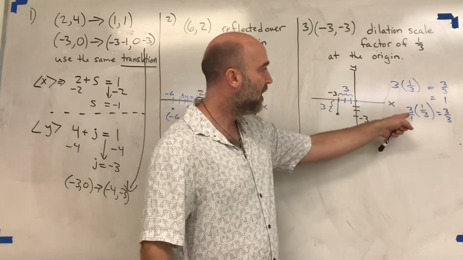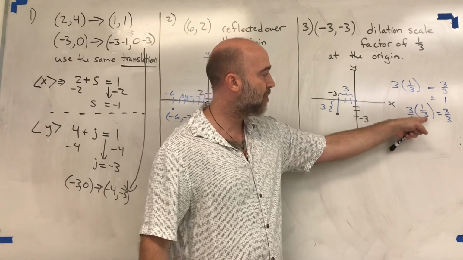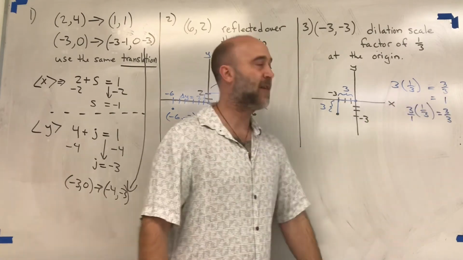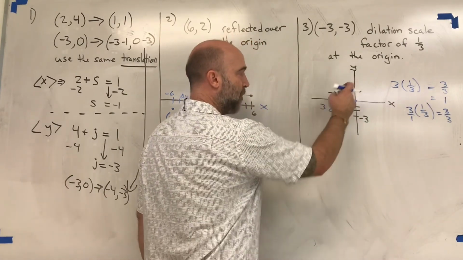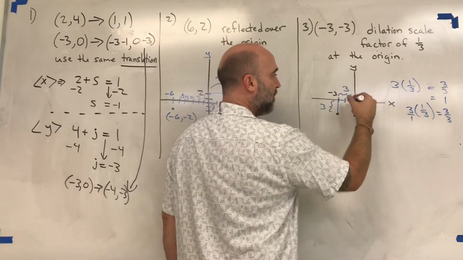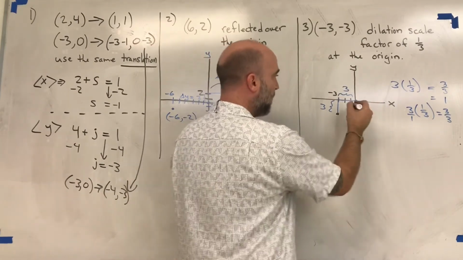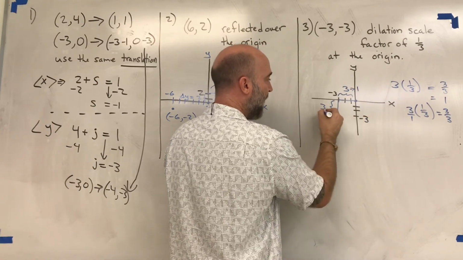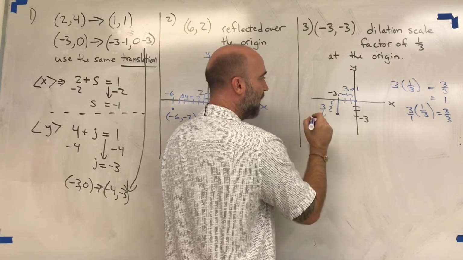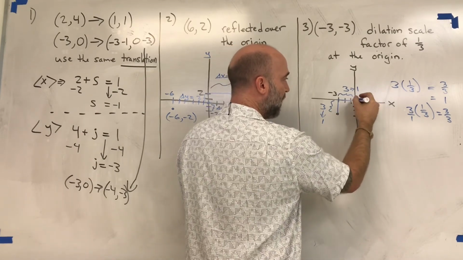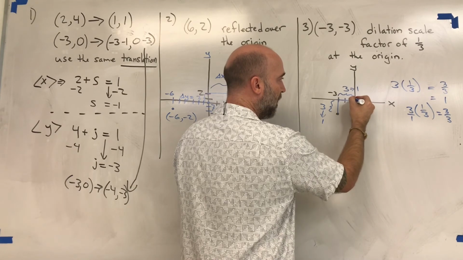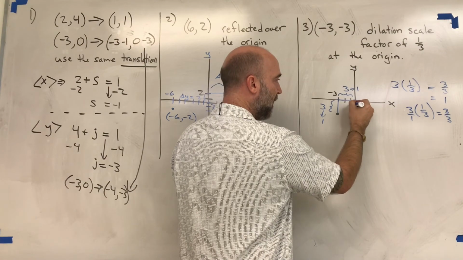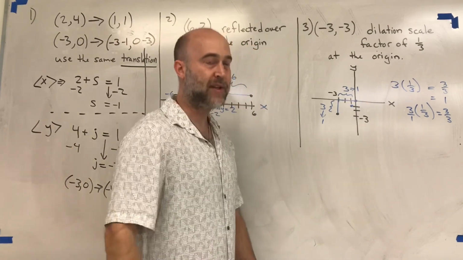Or you could cancel. So this 3's on top, this 3's on bottom. They reduce, and all we're left with is 1. So notice it's the same for both of these. So that means the new adjustment is going to be 1. So this 3 turns into a 1. That 3 turns into a 1. So from the origin, it goes 1 on the x, 1 on the y in that same direction, and there is our new point that's been dilated.